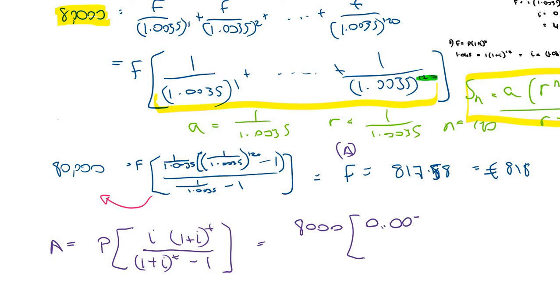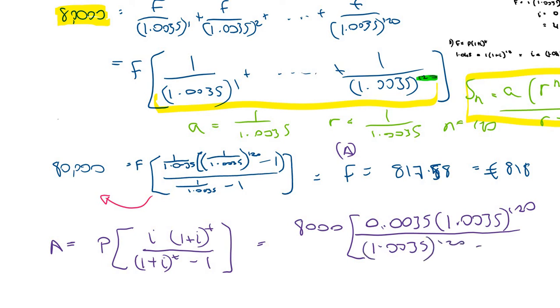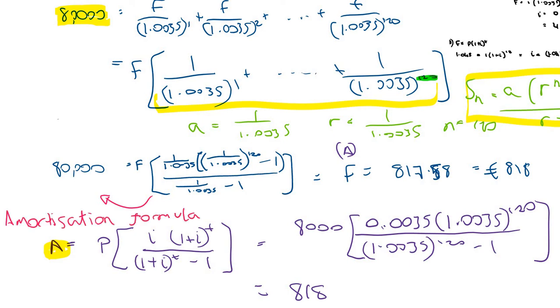If I plug that in, I get A equal to 80,000 times the interest rate, which is 0.0035, times 1 plus the interest rate, which is 1.0035, all to the power of 120, which is my 120 months, all over 1.0035 to the power of 120 minus 1. And that gives me a repayment amount of 818 as well. So that is called the amortization formula. It's really useful for calculating loan repayments and things like that, and it's in the table, so that's fine.